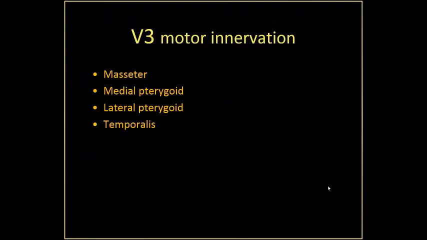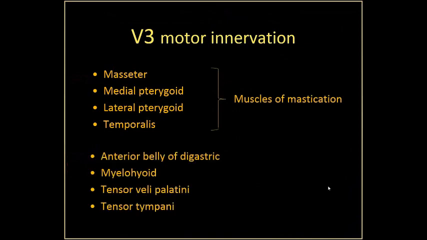Now, what's common about these muscles is that they are innervated by the same nerve, the V3, which is the mandibular division of the trigeminal nerve. Now, V3 also innervates a few other muscles, and these are important to remember. We often don't think about these, but the anterior belly of the digastric, the mylohyoid, the tensor veli palatini, and the tensor tympani are also innervated by V3. And if you look closely, we can look for signs of atrophy of these muscles.